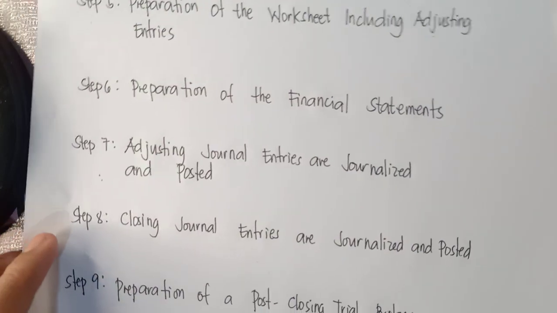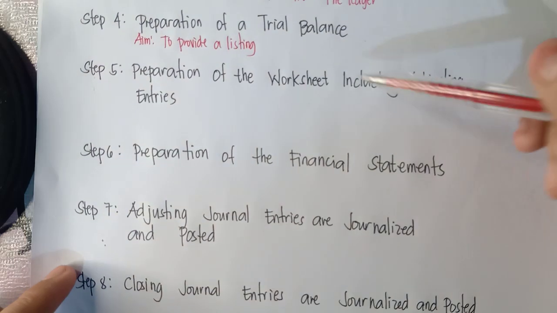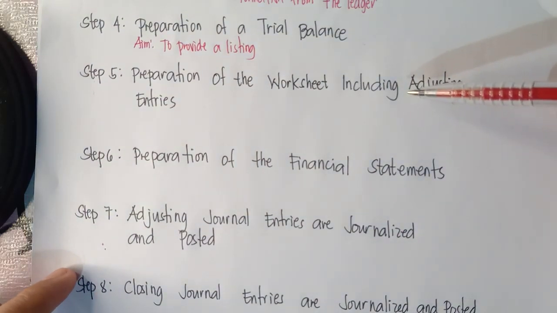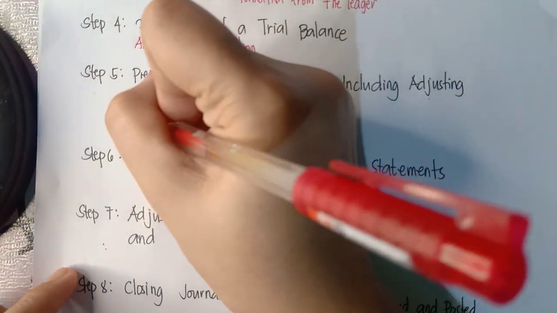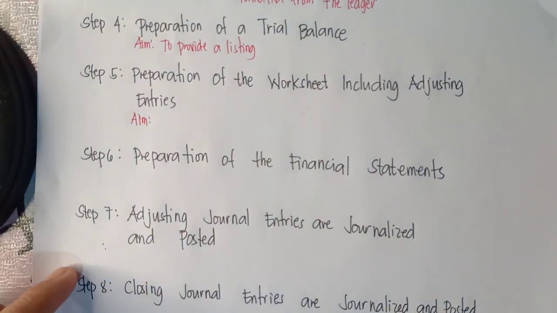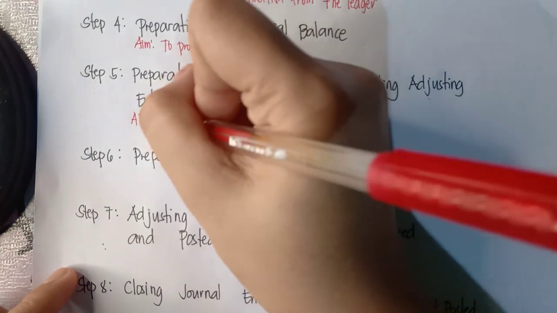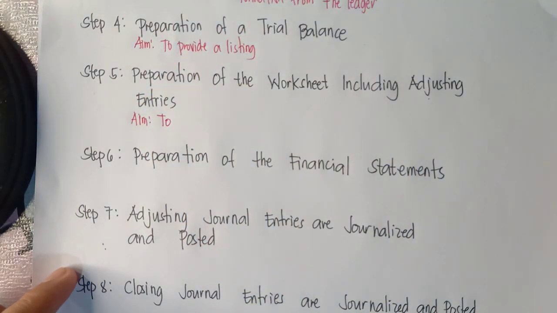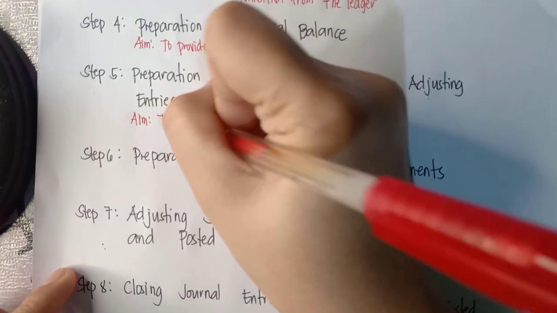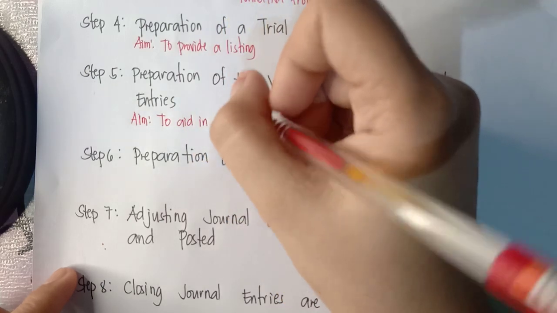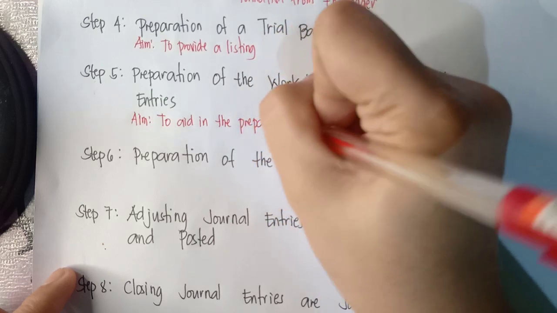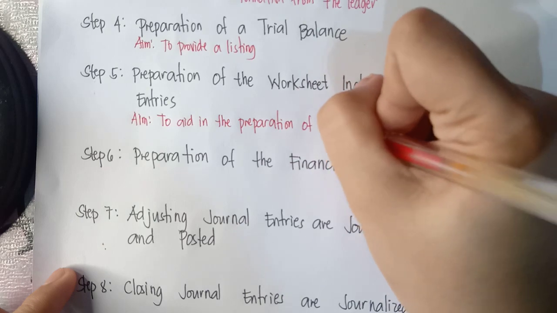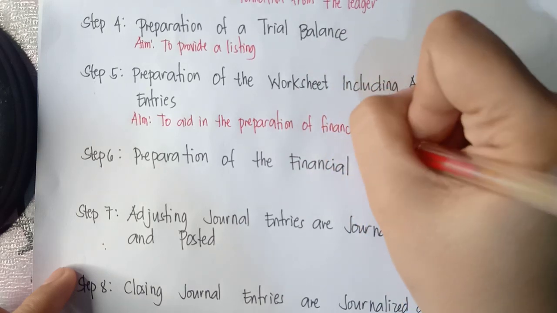Okay, we have step 5, the preparation of the worksheet, including the adjusting entries. So, what is the aim of the preparation? After natin ma-prepare si trial balance, we have to prepare the worksheet. Why is the preparation of the worksheet important? Because it aims to aid in the preparation of what? Financial statements.